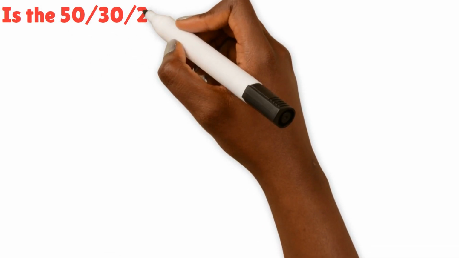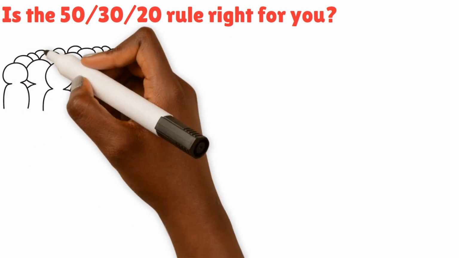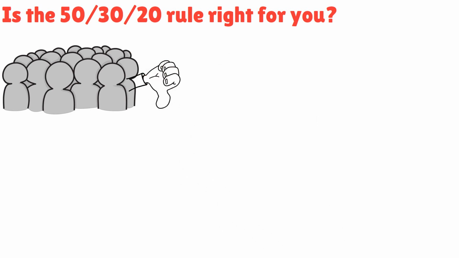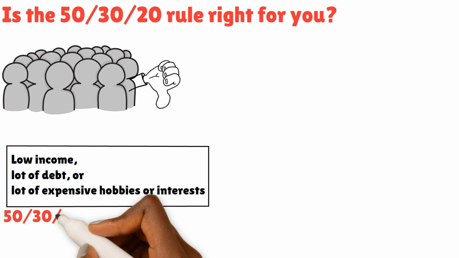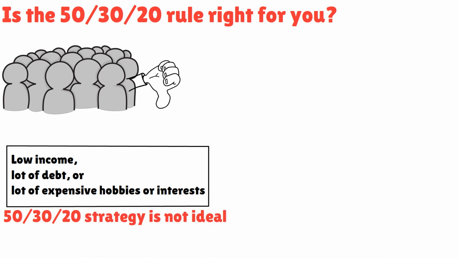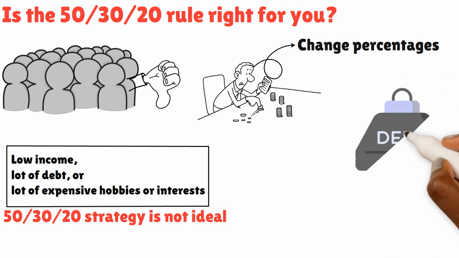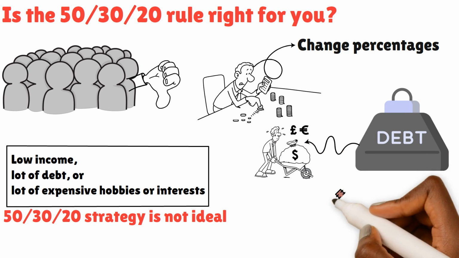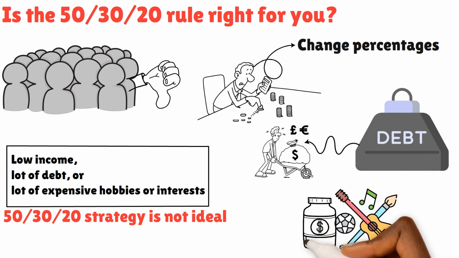Is the 50-30-20 rule right for you? For many people, the 50-30-20 rule is a reasonable starting point, but it may not be appropriate for everyone. If you have a low income, a lot of debt, or a lot of expensive hobbies or interests, the 50-30-20 strategy may not be ideal. If you have a low income, you may need to change the percentages. If you have a lot of debt, you may need to devote a larger portion of your salary to debt payments. Additionally, if you have a lot of expensive hobbies or interests, you may need to devote more of your income to wants.